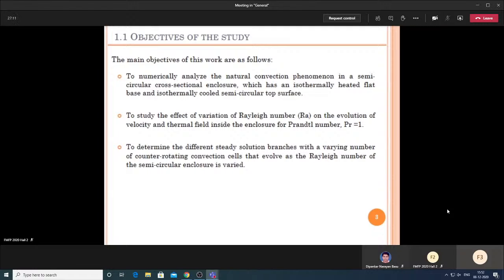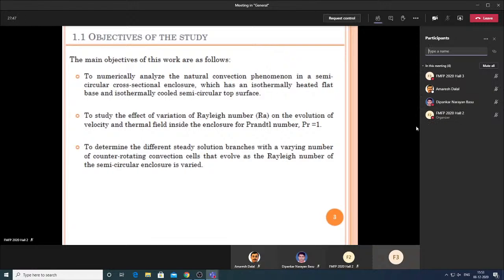So the main objectives of the present study can be summarized as follows. The first one is to numerically analyze the natural convection phenomena in a semicircular cross-sectional enclosure which has an isothermally heated flat base and an isothermally cooled semicircular top surface. Further, the study presents the effect of variation of Rayleigh number on the evolution of flow and thermal field inside the enclosure for a fixed value of Prandtl number, that is Prandtl number equal to 1. And last but the most important objective of the study is to determine the different steady solution branches that evolve as the Rayleigh number is varied.